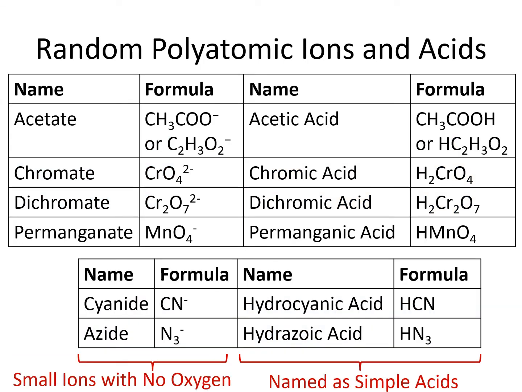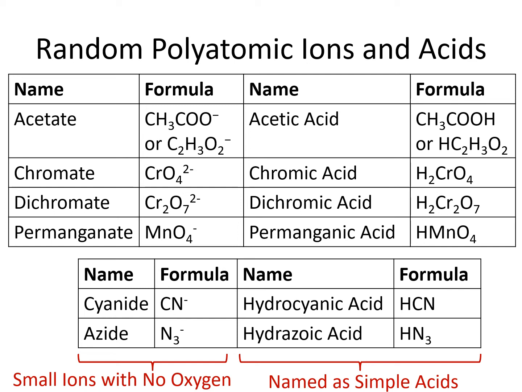Here are some more polyatomic ions you need to know and their corresponding acids. The acetate ion is written in your book as CH3COO-. You might also see it written as C2H3O2-. Again, ate becomes ic acid for the neutral acid, so acetate becomes acetic acid with the addition of 1 H+.